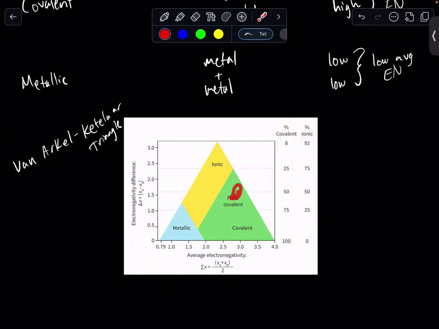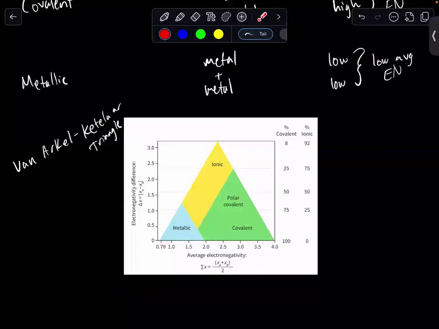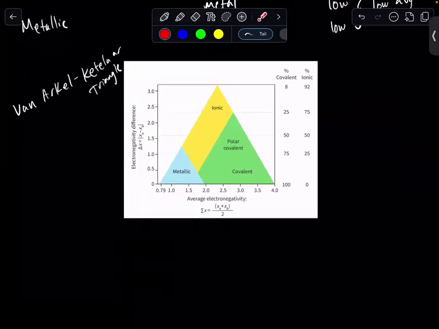So something right here in the polar covalent range might be about half covalent, half ionic in terms of the character, the way it behaves. So with that triangle, we can start creating distinctions for bond type. However, we still have to divide polar and nonpolar covalent because they act so differently and there is such a large difference in that electronegativity. Moving from here, the best thing to do is just take some examples.